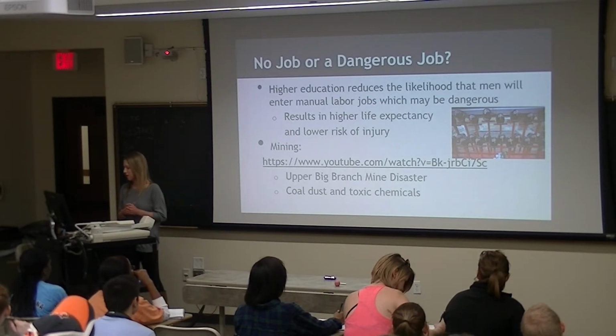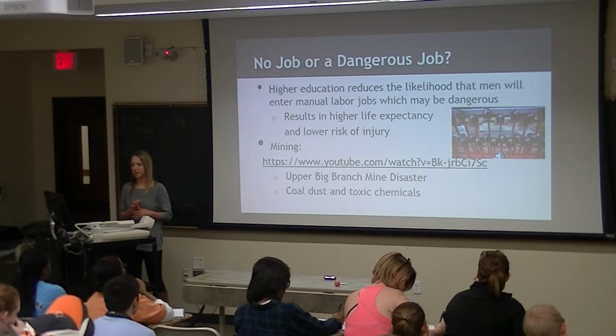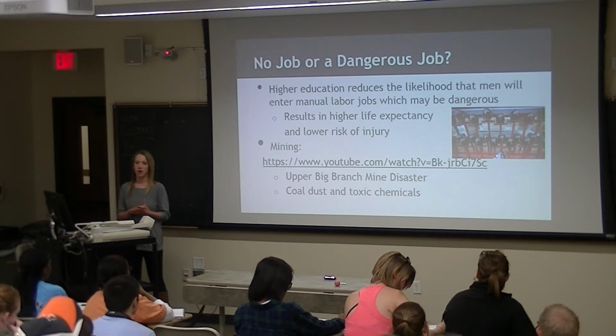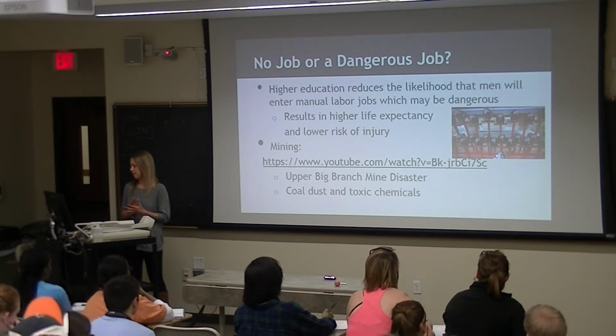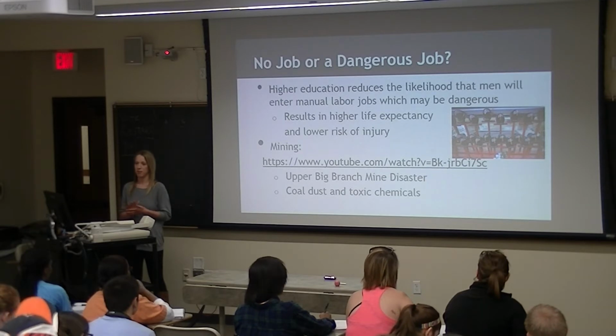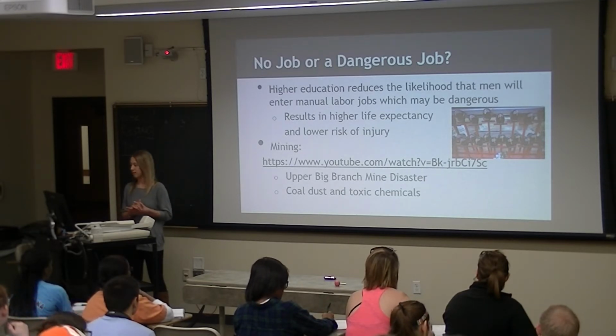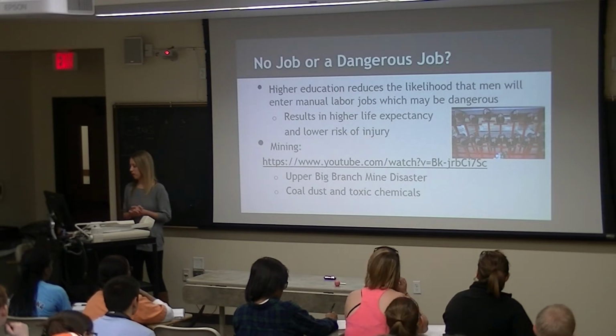So I don't know if anybody's heard of the Upper Big Branch mine disaster. It happened in West Virginia. The top of the mine collapsed and killed 29 men who were trapped inside. So, and this is just one of many, many examples. You can go on YouTube or Google and just find tons of examples of mine disasters. It's a very dangerous job.